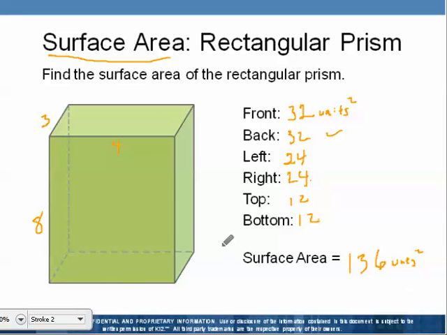And it is square units, okay? It is just like finding the area of any object that we found the area of. So in this particular case, it's going to be 136 square units.